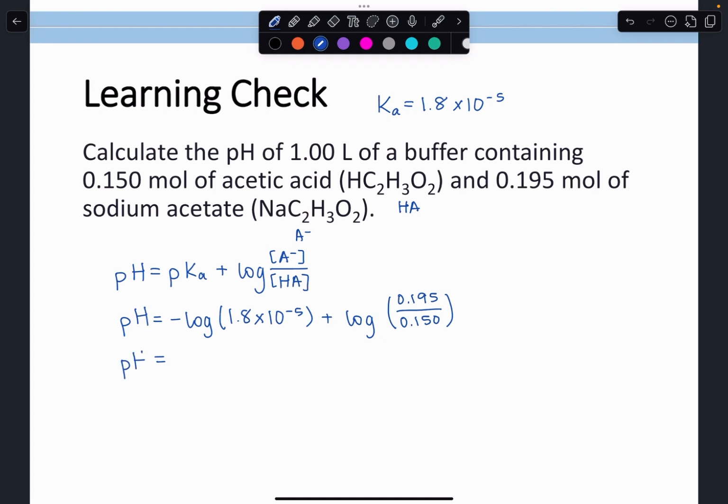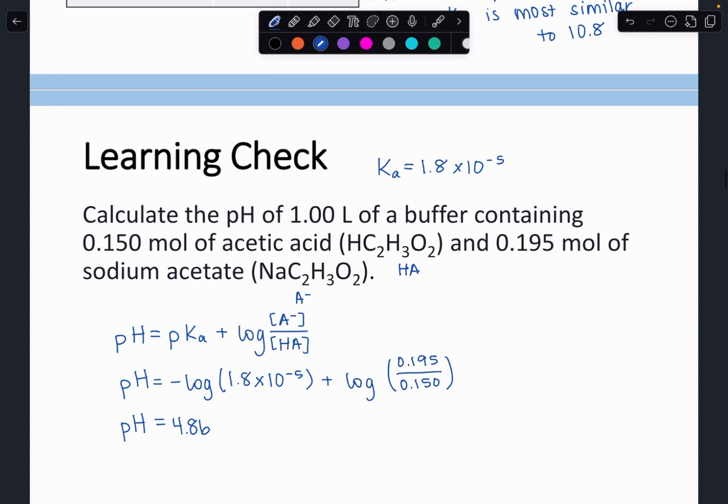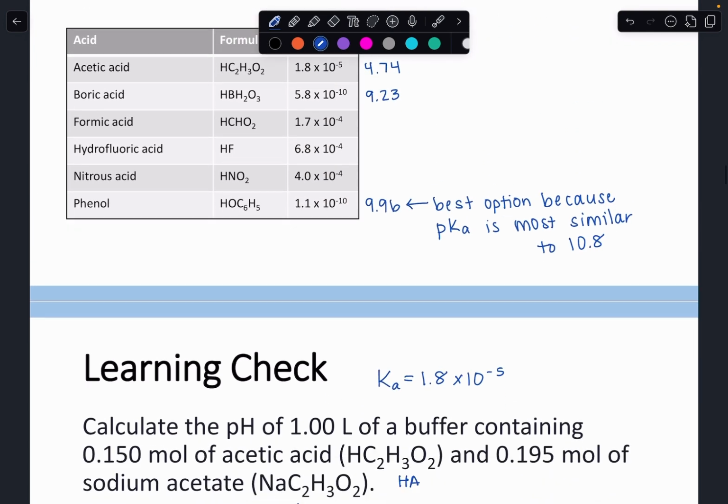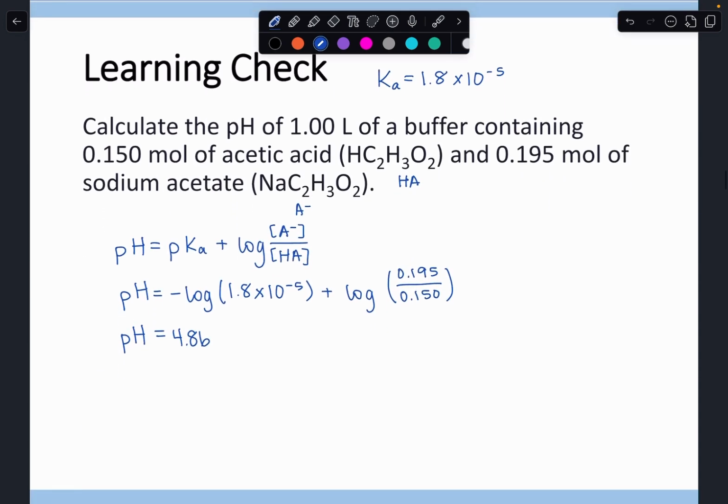So let's see what we get. On my reference slide, I don't have the values for each of these. I just have the actual pH, and I have 4.86 as the pH of the solution. Again, we'd expect it to be close to 4.74, which it did. So that aligns with what we would expect.